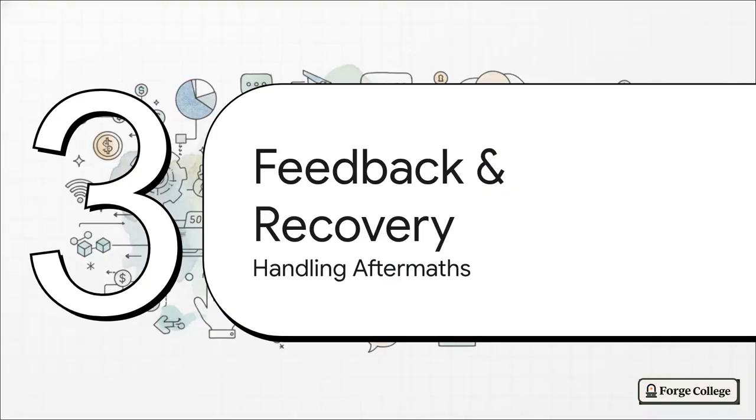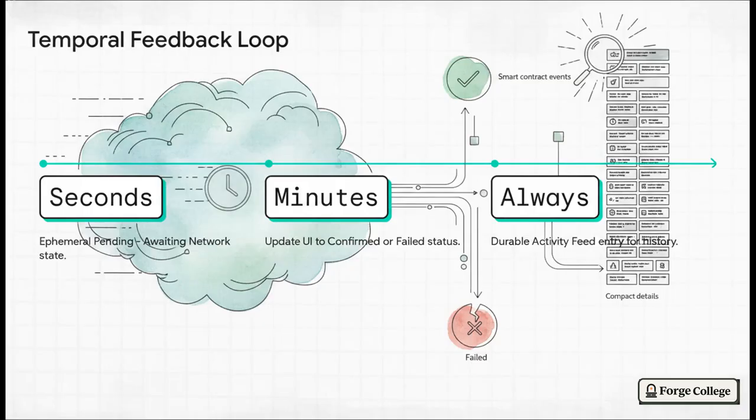Let's pivot now to Section 5, Feedback Loops and Recovery. You know that absolute silence right after you confirm a transaction? Yeah, it is deafening, and that ambiguity causes immense user anxiety. We absolutely have to map out a temporal feedback loop to soothe that panic. In the first few seconds, immediately present an ephemeral state. Say something like pending, awaiting network. Don't just leave them sitting there wondering if the click even registered.